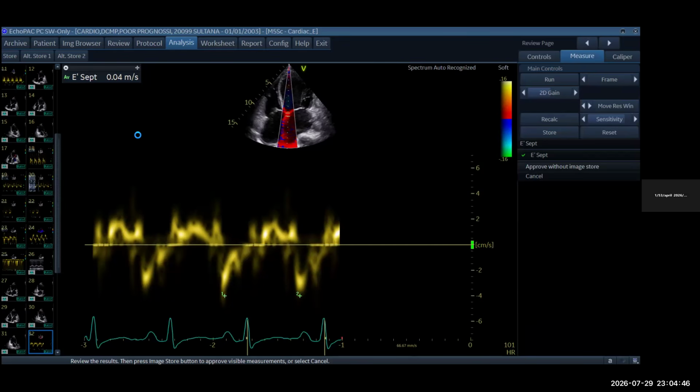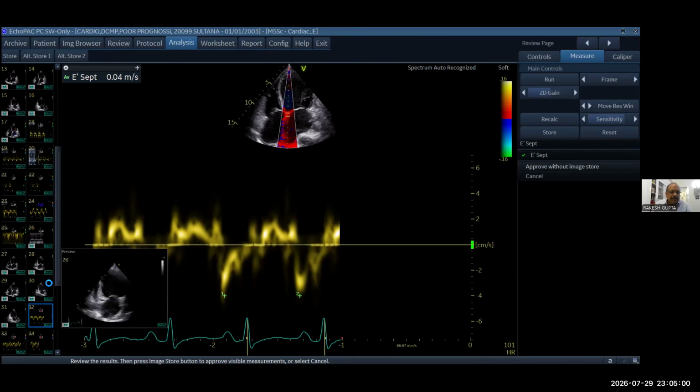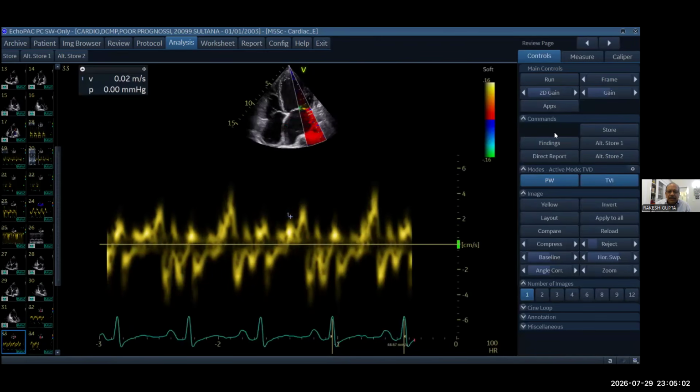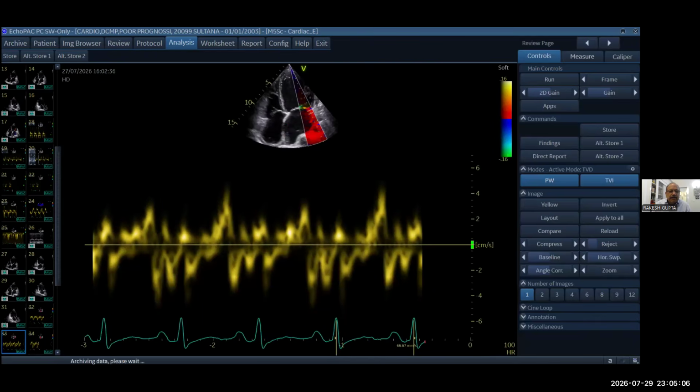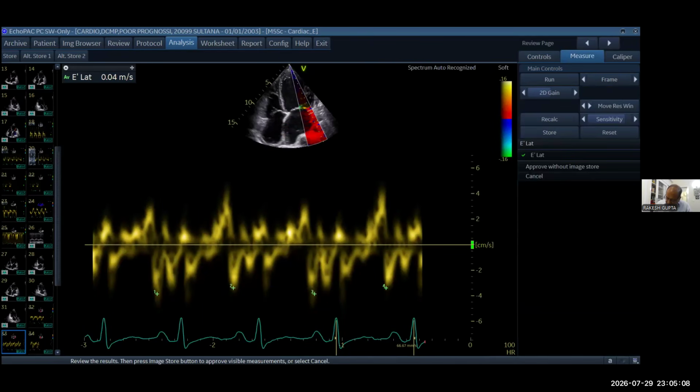71 divided by 4, at least 17.8, sir. 71 divided by 4, 17.8. So more than 10. Yes, sir. So then we look at the lateral annulus. So I went on to measure the lateral annulus now. My lateral annulus is again 4. Correct? No, I'm just telling you how to calculate it, right?